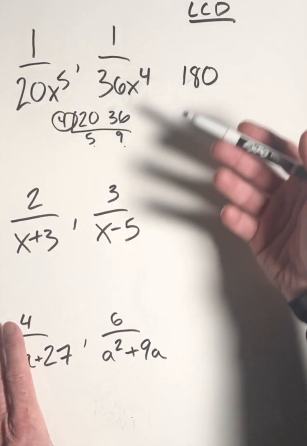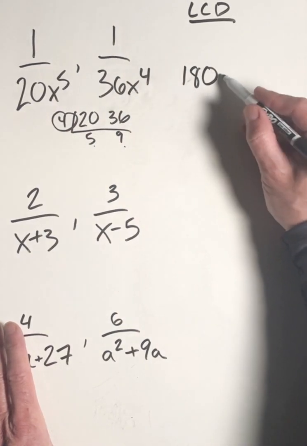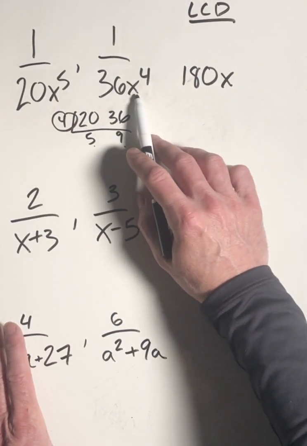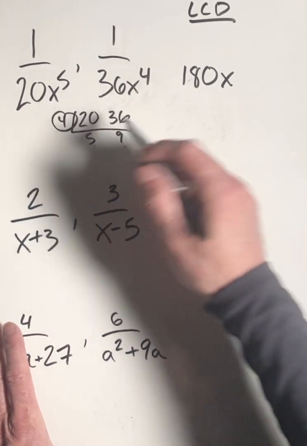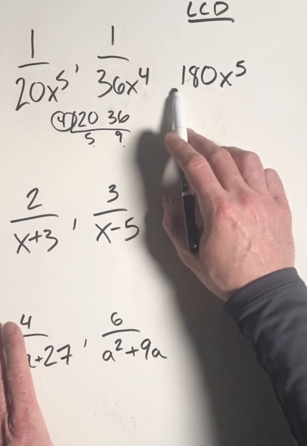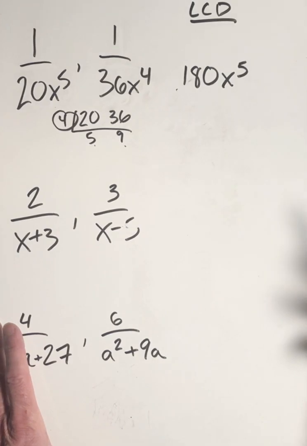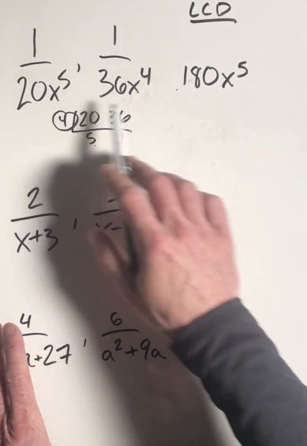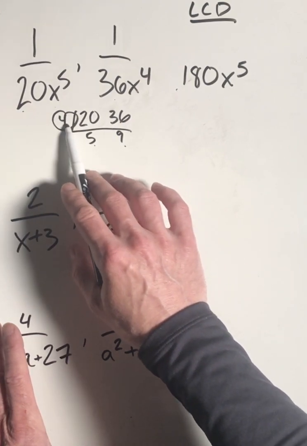And now I'm looking for numbers that have factors of x's in it. Well, my lowest common denominator has to have 4 factors of x in it for this term, but it has to have 5 factors of x in it for this term. So 180 x to the 5th is the lowest common denominator between 20x to the 5th and 36x to the 4th.